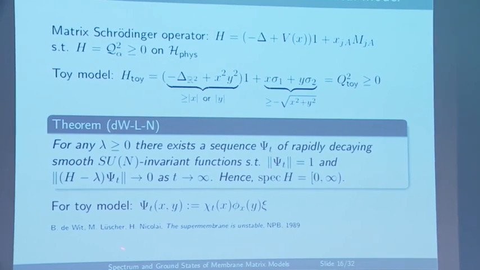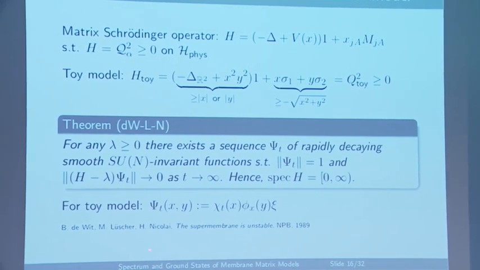So this was in De Wit, Lüscher, and Nicolai, where they also used this toy model to illustrate the point. So in the toy model case, psi should correspond to putting yourself in the lowest energy here, and then this phi is essentially the eigenstate in the transverse direction, and then the psi is used as a cutoff to move into the valley.